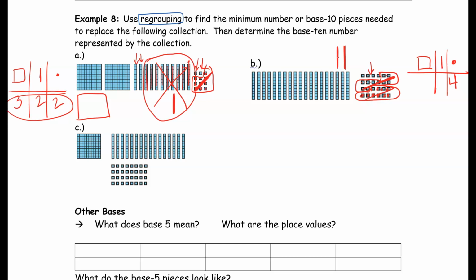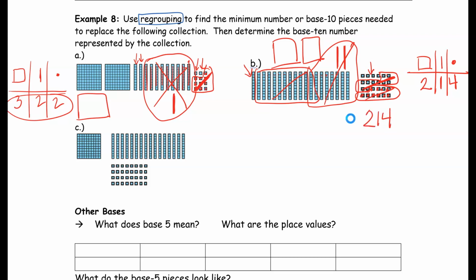So now I'm going to count up all my longs. So I've got 1, 2, 3, 4, 5, 6, 7, 8, 9, 10. So that makes a flat. 1, 2, 3, 4, 5, 6, 7, 8, 9, 10. And it looks like that makes a flat. And it looks like I have 1 long left over. And I have 2 flats. So my base 10 number is 214. So unless I regroup, looking at this picture initially, I could still determine that I had 214, but it would just take me a lot longer.